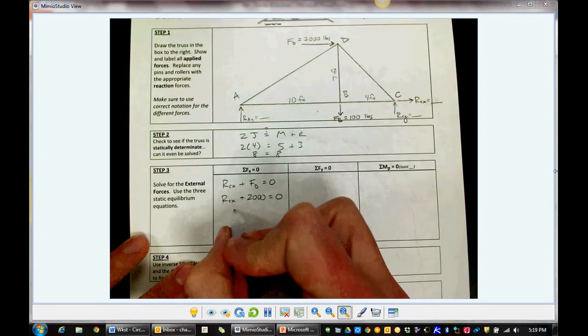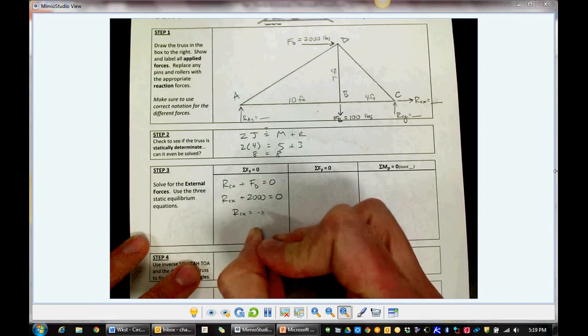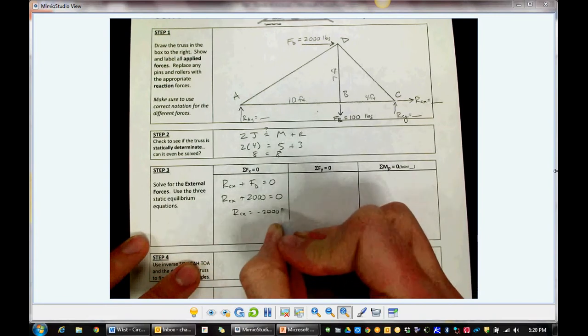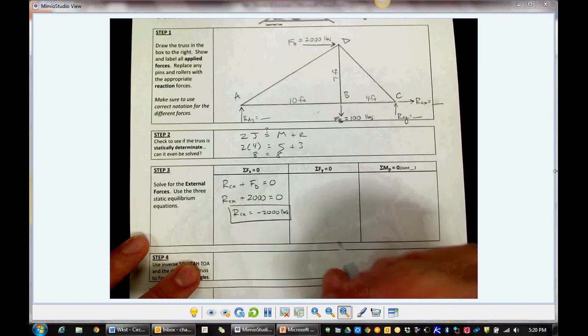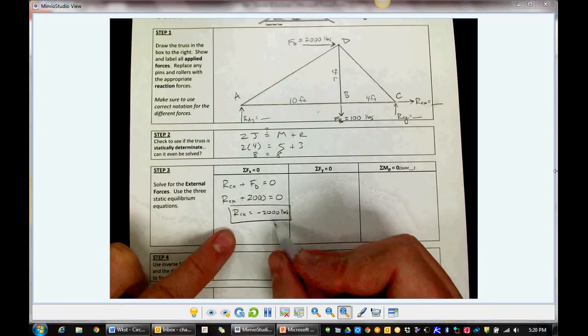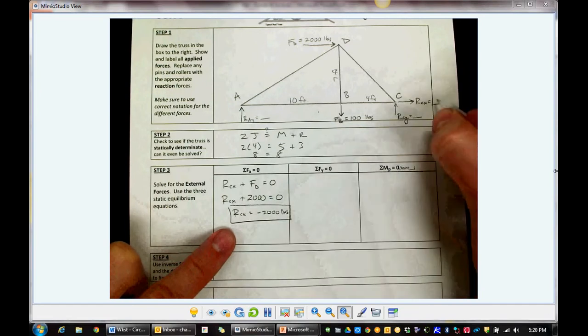So subtract 2,000 from each side. RCX is going to be negative 2,000 pounds. As soon as you know that, box it in so it stands out, and go up and update your free body diagram up top there. RCX, negative 2,000 pounds.